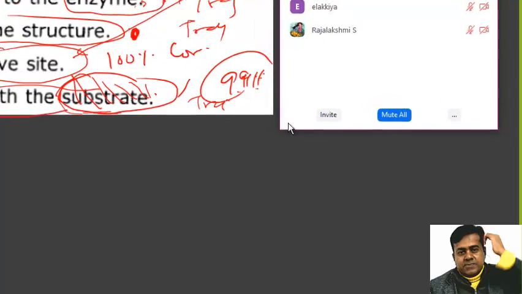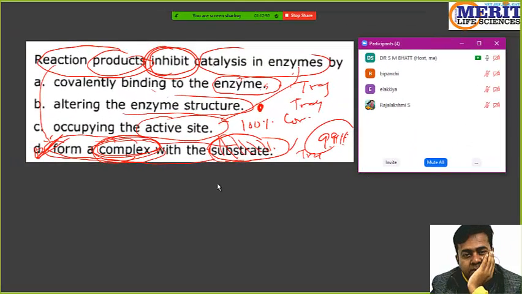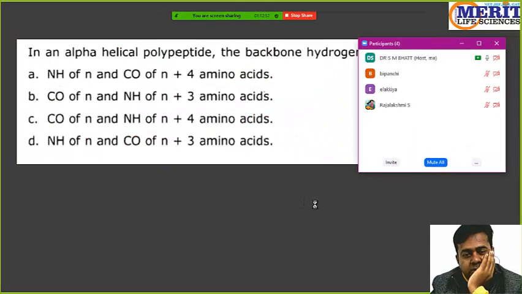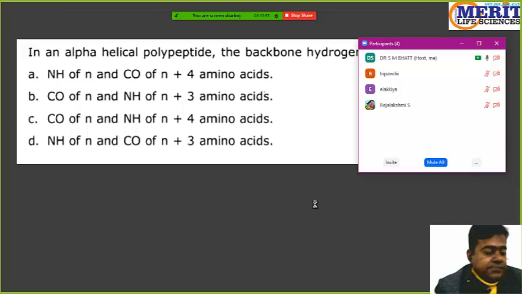Chalo. Very good. So I don't think today's lecture was a waste. In a polypeptide, the backbone hydrogen should be what? NH of N and CO, we have discussed this once. Now tell me which option you will go with.